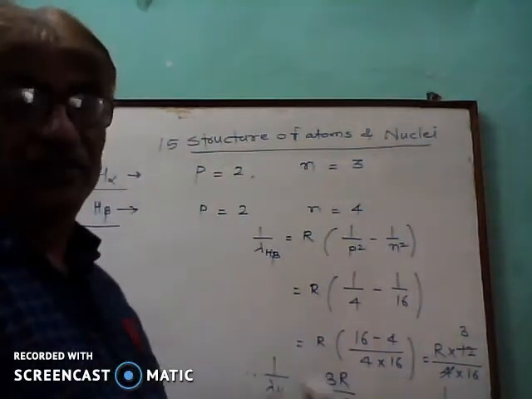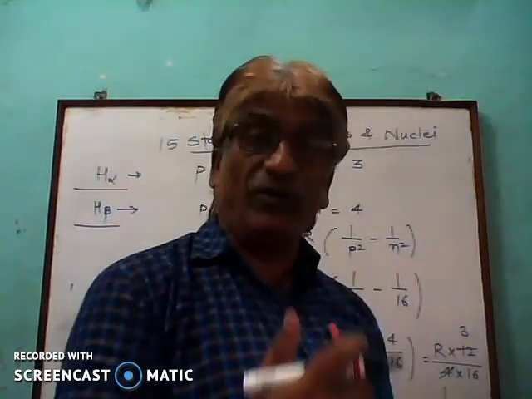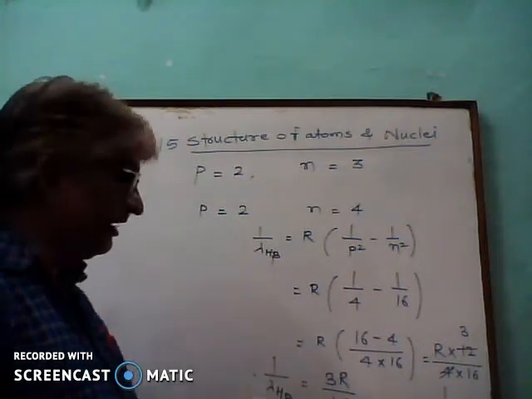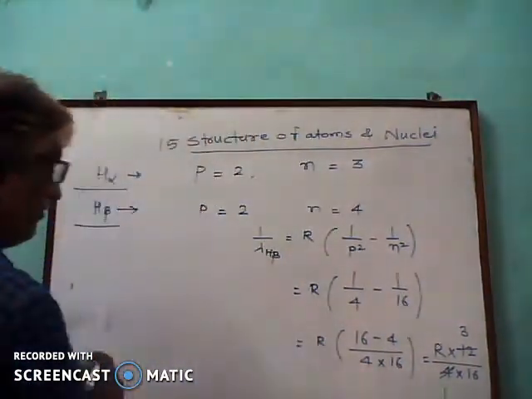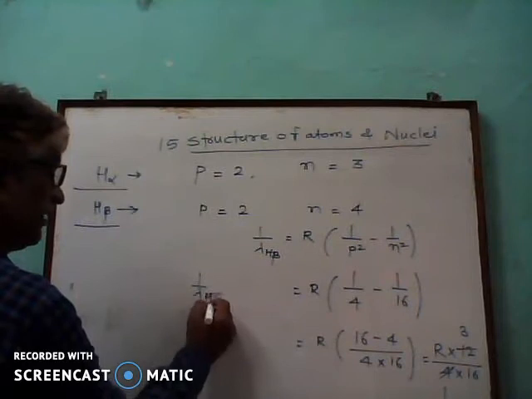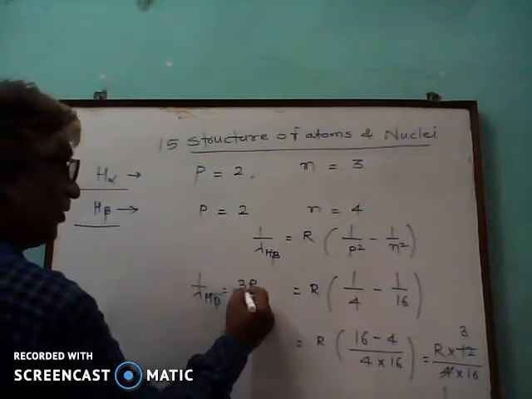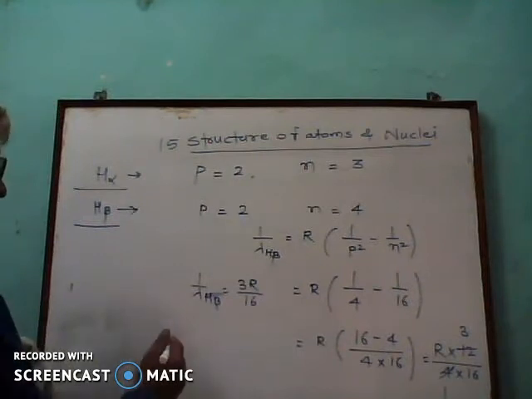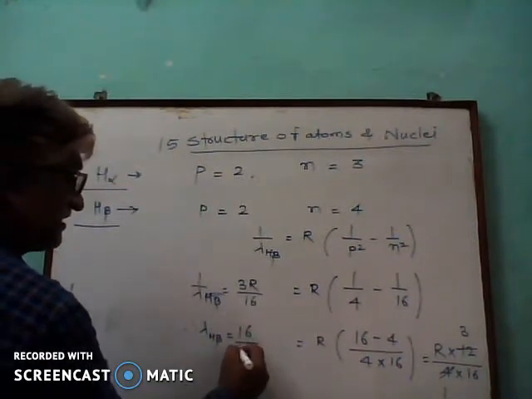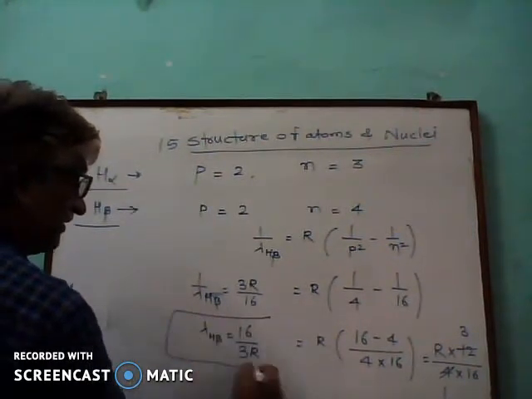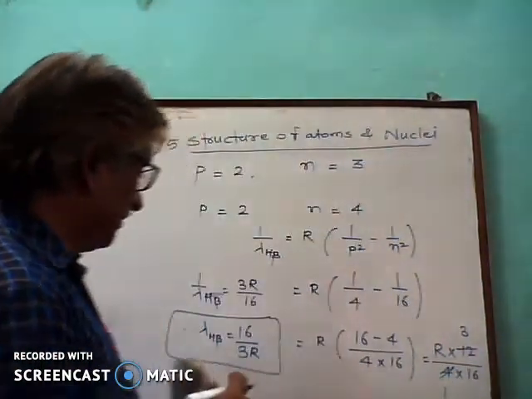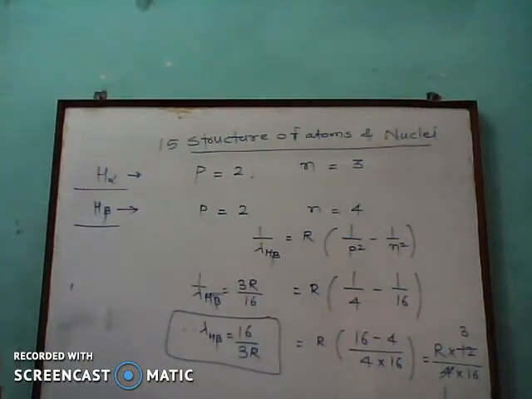See here, 1 upon lambda is the wave number, that is the reciprocal of wavelength. So the reciprocal of the wavelength of the H beta line will be 3R upon 16. And if we take the wavelength, therefore the wavelength of the H beta line will be 16 upon 3R. Okay. So here, if we substitute the value of R, what happens?